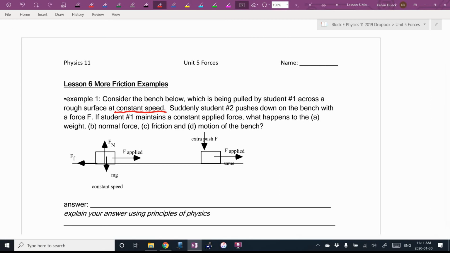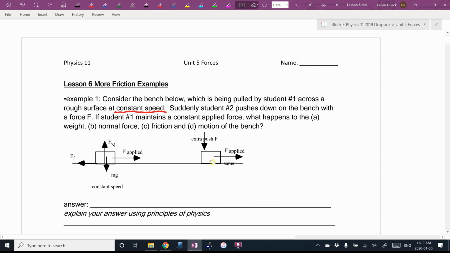Then Karn pushes down on it. He comes and he sits on it because, you know, Karn would, with a force F. If Wes continues his constant applied force, what happens to A, the weight, B, the normal force, C, friction, and D, motion of the bench. So here's our before and after. Here I've done the complete free body diagram. We have gravity down. It's the same size as normal force up. We have applied force and friction. They must be the same because constant speed.